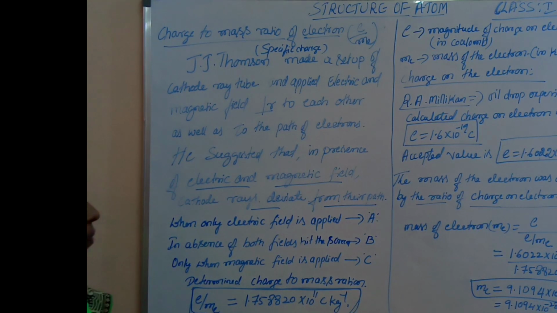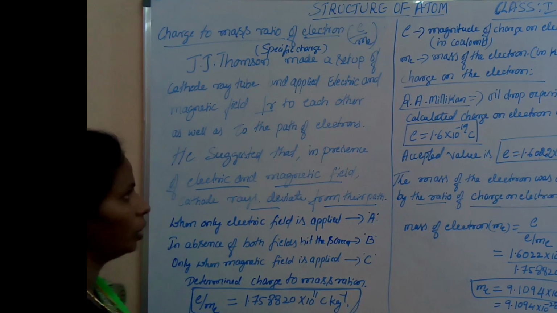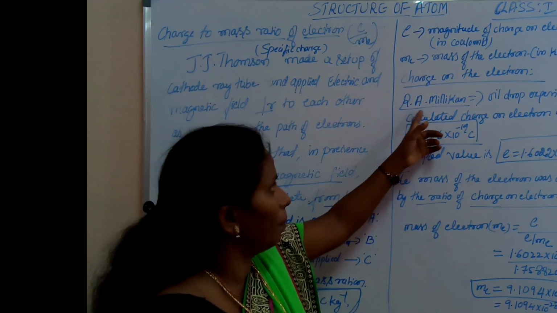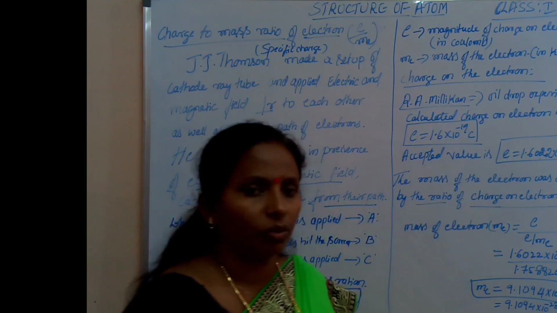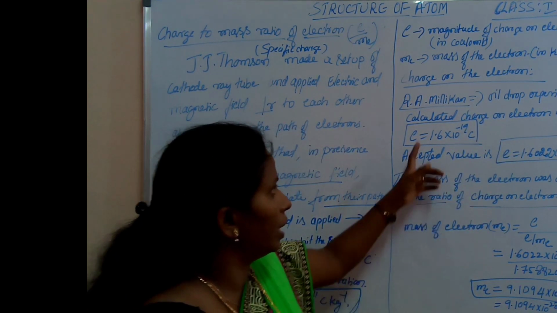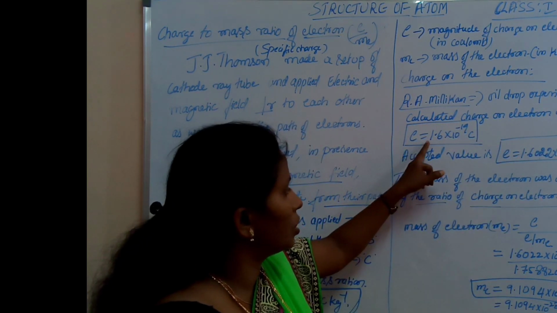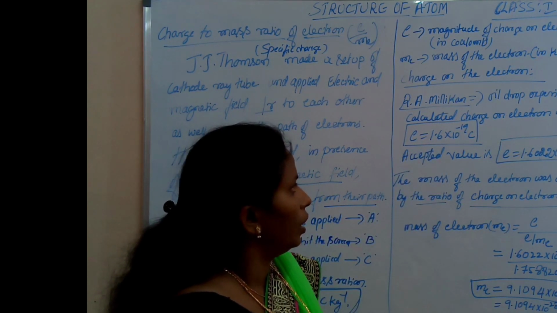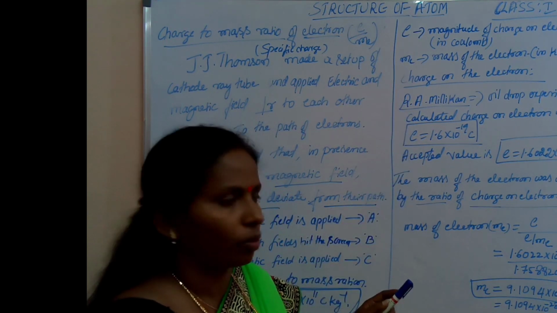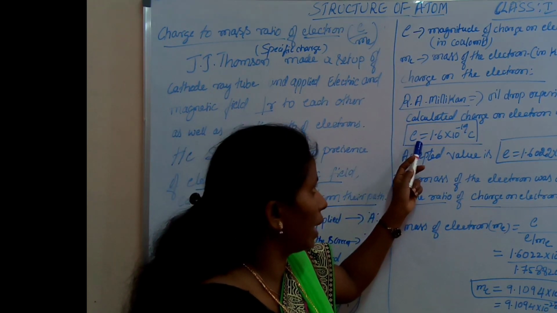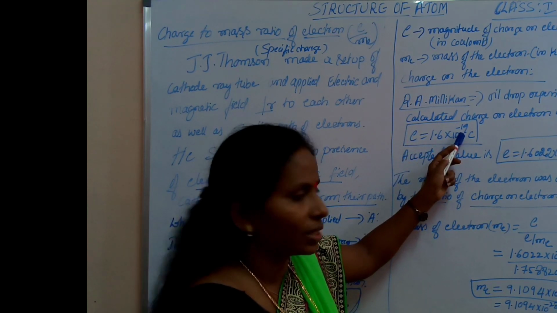Next, the charge on the electron. How to calculate the charge on the electron? Actually, that is a different experiment. R.A. Millikan, a famous scientist, conducted the oil drop experiment. In that, he successfully calculated the charge on the electron as e = 1.6 × 10^-19 coulomb.